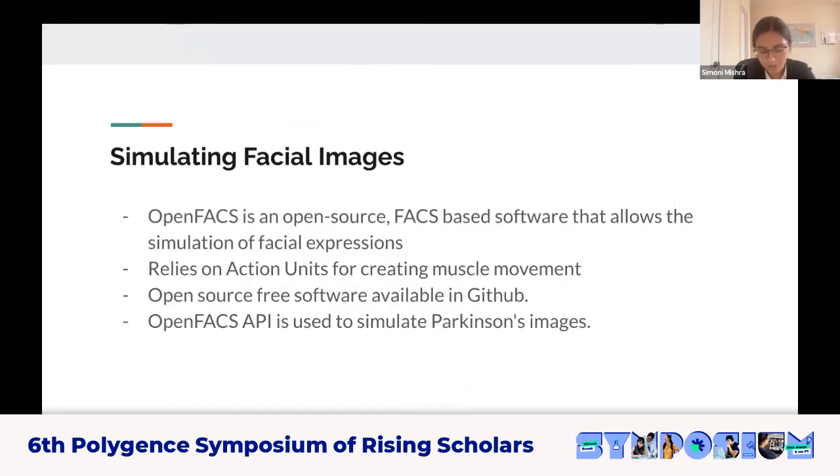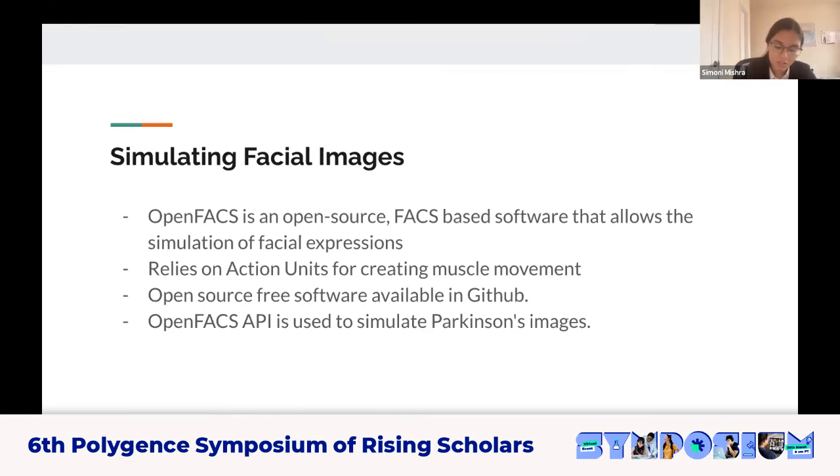When I first approached this project, I came in looking for data sets of the facial images of Parkinson's patients. However, I wasn't able to find such things online, so I decided to simulate that. I did this with a software called OpenFace. It's an open source FACS-based software that allows for the simulation of facial expressions. Like I explained earlier, it has an array input, and the items in the array all correspond to various action units. As the user, you input the intensity of those action units, effectively creating some sort of facial expression.